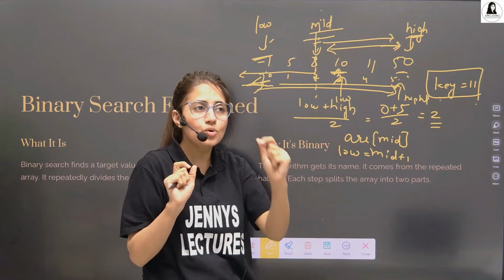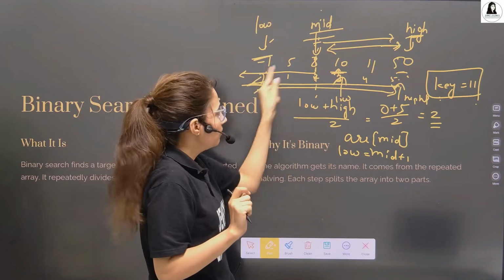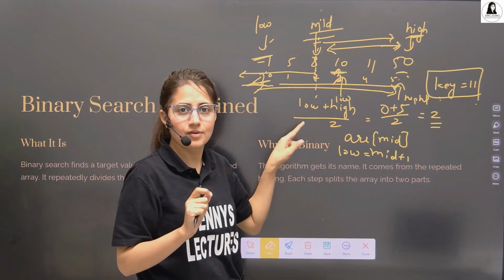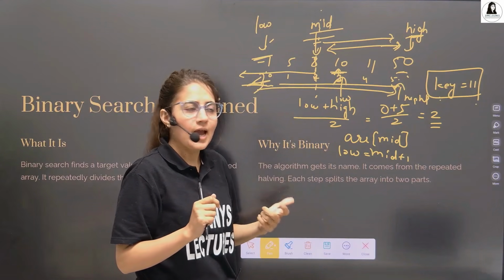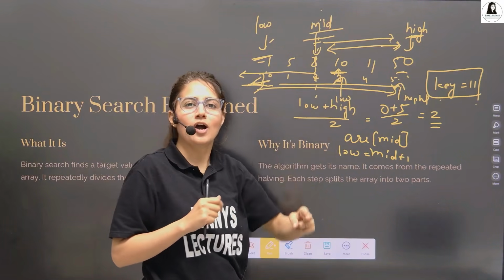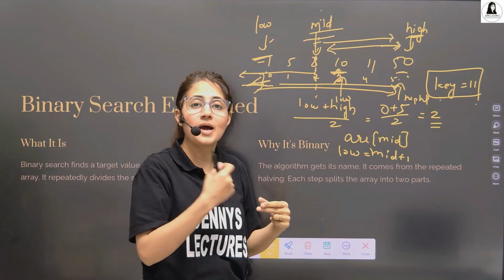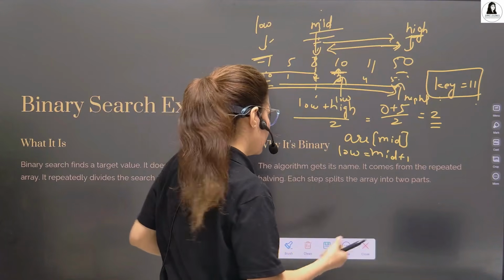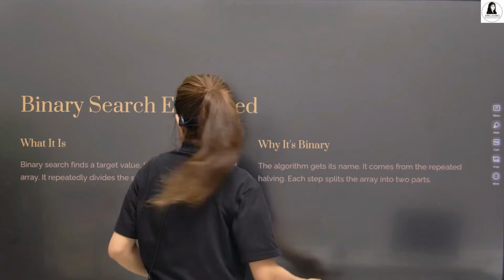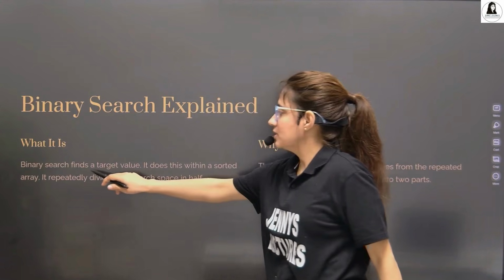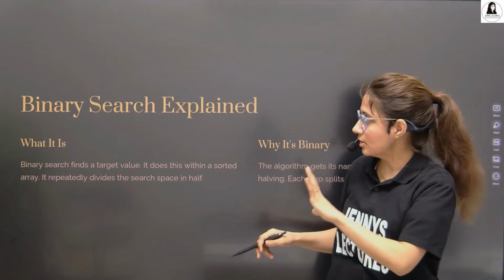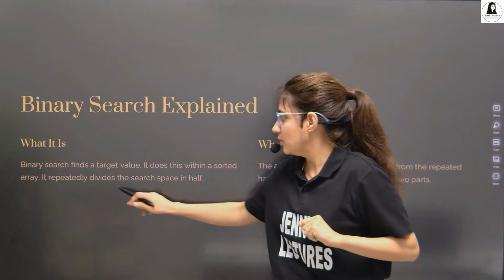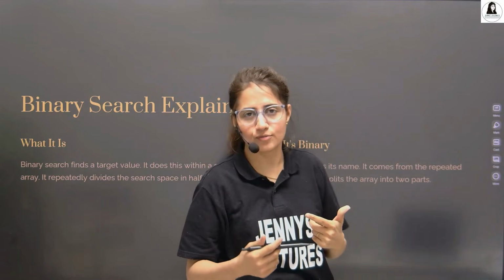Now, why is this known as binary search? I guess from this procedure you can easily find out, because binary means 2, and repeatedly we are dividing this array into 2 halves. So that's why it is known as binary search. Binary search finds a target value within a sorted array. The condition is that the array should be sorted. It repeatedly divides the search space in half.